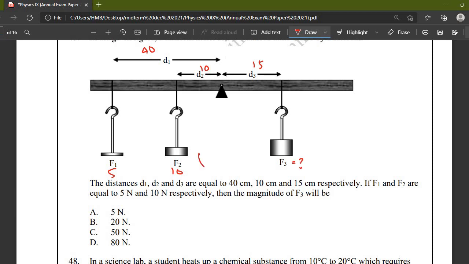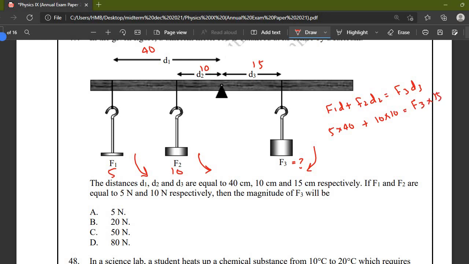So as we can see, these two forces rotate the rod in the counterclockwise direction, and this is in the clockwise direction, and this rod is balanced. This means that the clockwise and anti-clockwise torque would be equal. So F1 D1 plus F2 D2 will be equal to F3 D3. F1 D1 is 5 multiplied by 40. F2 D2 is 10 multiplied by 10, and F3 D3 will be equal to F3 multiplied by 15.